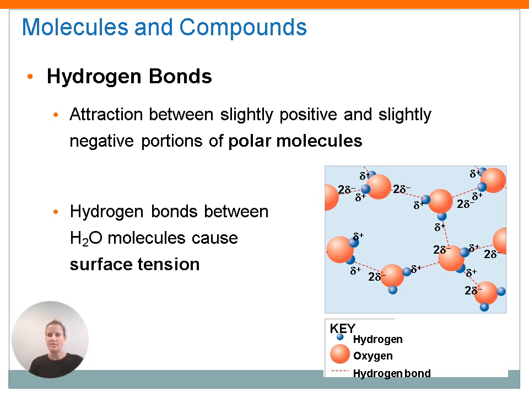These hydrogen bonds between the water molecules are why water behaves the way that it does. This is why things dissolve so well in water. It's why water is so good at stabilizing our body temperature. It's why water has surface tension. The hydrogen bonds between water molecules cause surface tension. It's because water is attracted to itself.